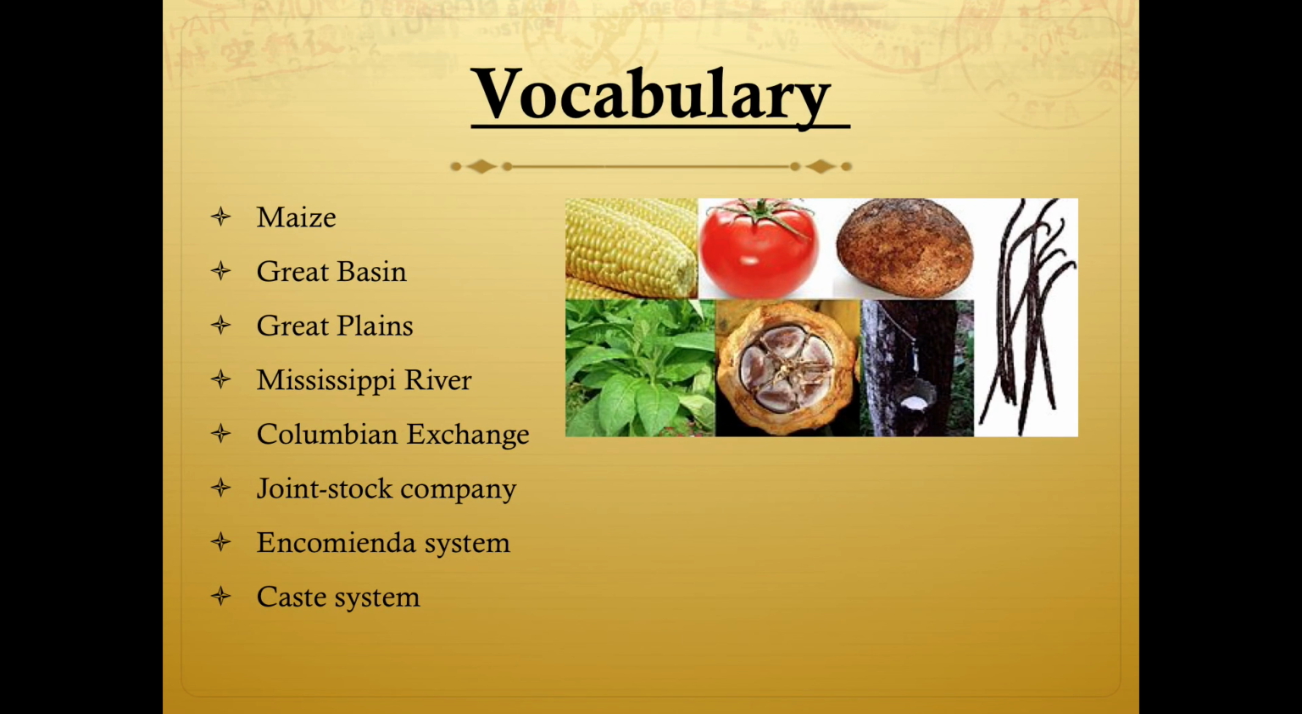Here are some vocabulary words you want to familiarize yourself with. I will put that often in the video logs so that you can jot some of these things down and think about what they are. We talked about maize. We talked about the Great Basin and Great Plains. The Mississippi River is something that's going to be very important to us. Columbian exchange, joint stock companies, encomienda systems. We'll talk about that in class. These are the conquistadors, the Spanish, and their plantation system, where they own the land and they own the Indians on there as well, and a caste system.